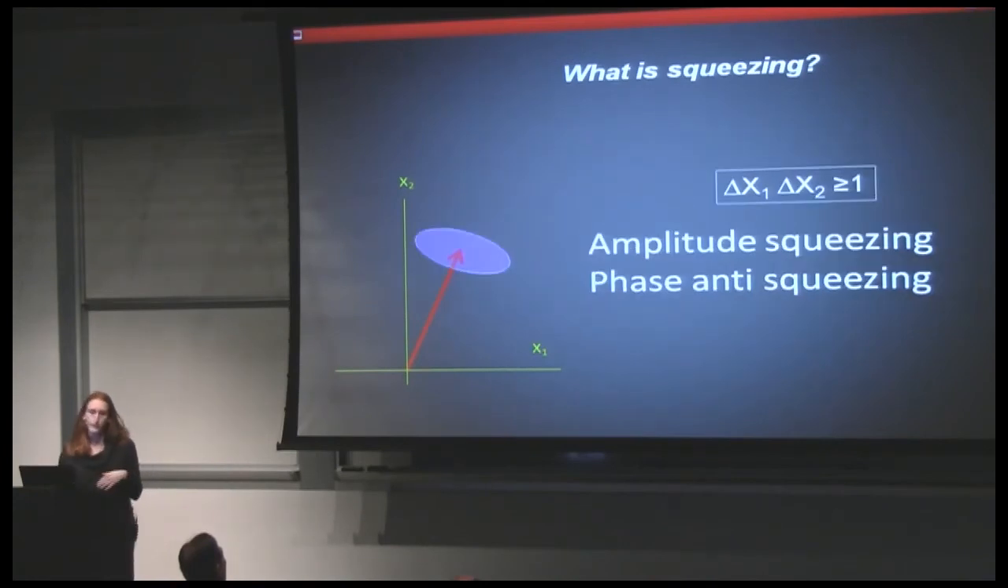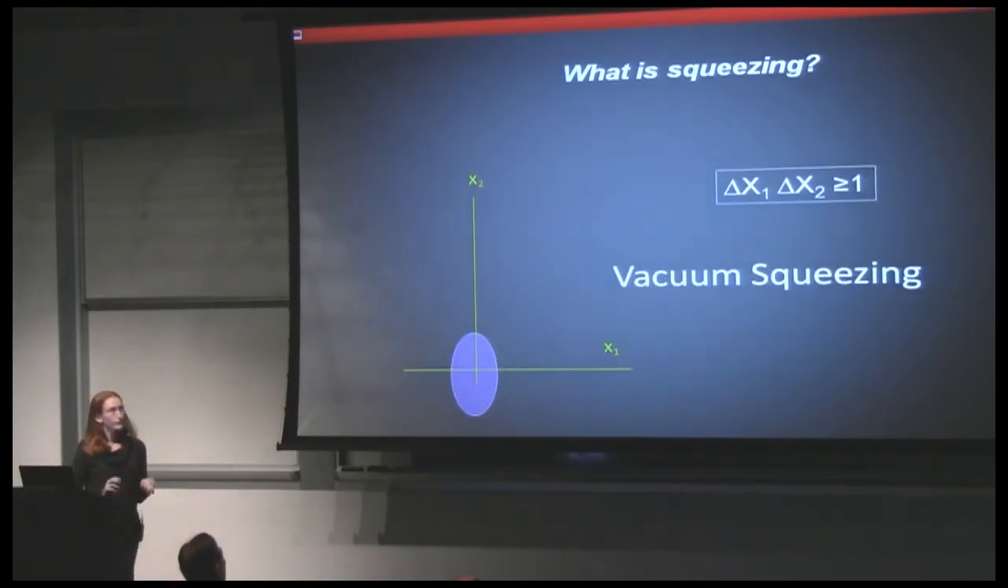You can do it the other way around. Or if you have no coherent amplitude, this is what we actually do. We make a squeezed state with no coherent amplitude, so we call it squeezed vacuum, or vacuum squeezing.